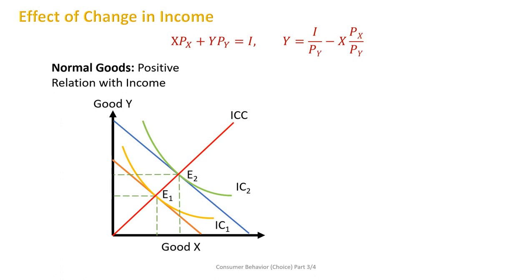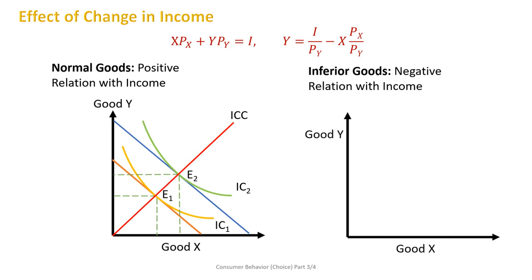Now the inferior good case. The inferior goods are those for which an increase in income results in decreasing their quantity demanded. An increase in income results in decreasing their demand. Now let's assume that the consumer is in equilibrium at point E1 where the initial budget line is tangent to indifference curve 1. Now the income of the consumer increased.